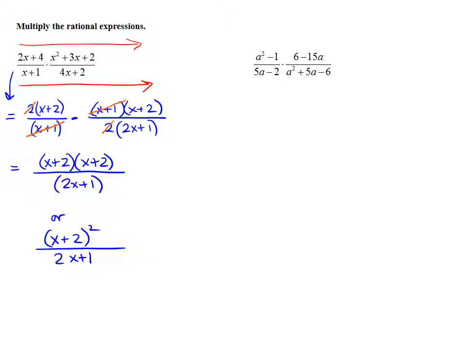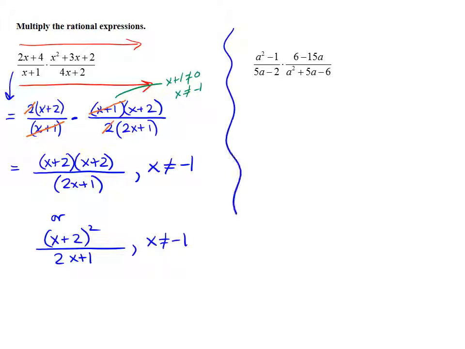The other thing to do before we go on is that, remember, you can only technically cancel something as long as the thing you've canceled wasn't 0. So 2 was not 0, but here we had a cancellation of x plus 1, which we're saying cannot be equal to 0. So that means x cannot be equal to -1. So it's always a good idea at the end to clarify that this simplification is only correct as long as x is not equal to -1, whichever way you write the result down. So there's an example of multiplying where your rational expressions have variables in them.